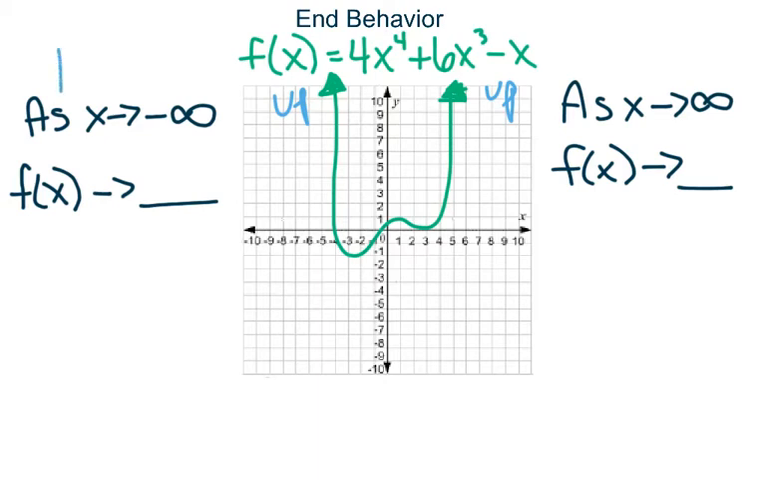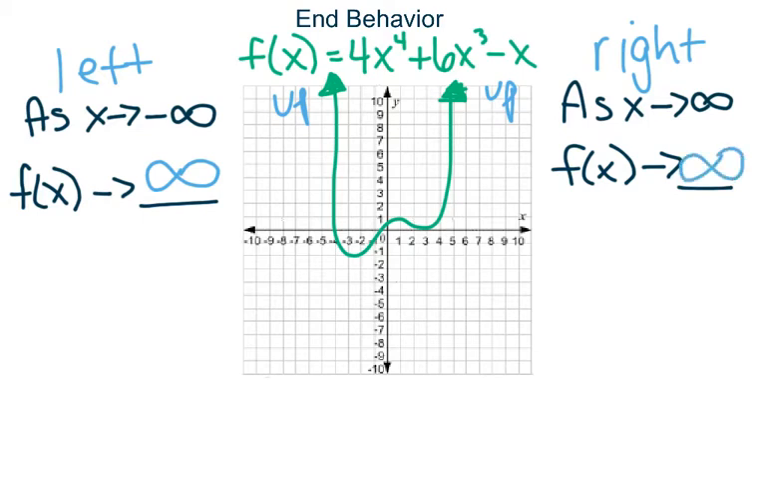So if you want to say the left side of the graph, you would say as x approaches negative infinity. And because it's going up, we're going to say it goes to positive infinity. If you want to talk about the right side of the graph, that's when you say as x approaches positive infinity, f of x is going to infinity because it's going up. If it's going down, it's going to be negative infinity.